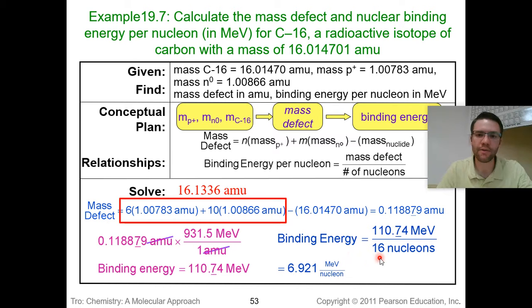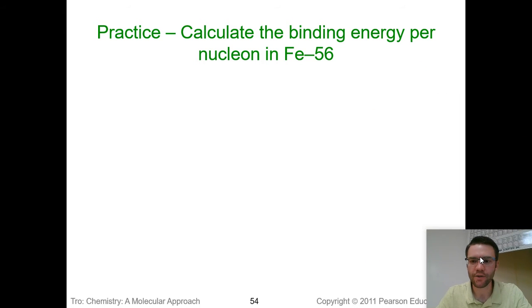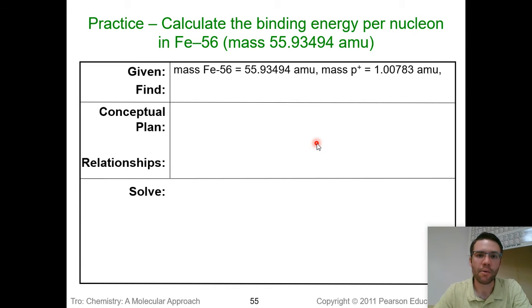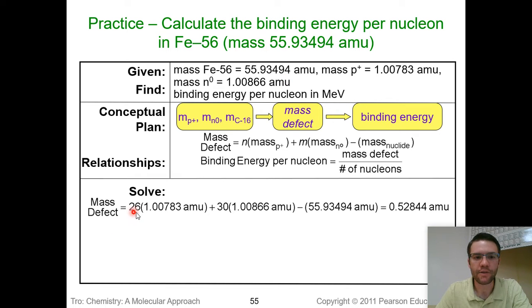You could pause the video if you wanted to and try to do that again here for iron 56, and I'll show it to you here in a second. See if you can calculate the binding energy per nucleon. So for iron 56, we're given the mass of it. We know the mass of proton and neutron. What do I want to calculate? I want to know how many neutrons and how many protons are in iron 56. So I'm going to look up on my periodic table how many protons iron has. And you'll find that iron has 26 protons. Those 26 protons times the mass of a proton by itself, plus the 30. Why 30?